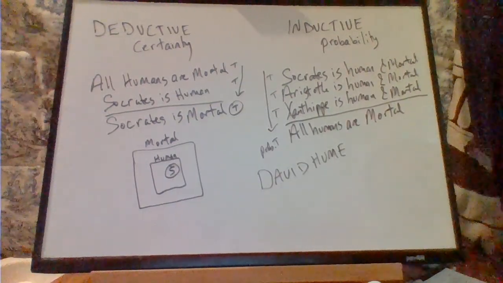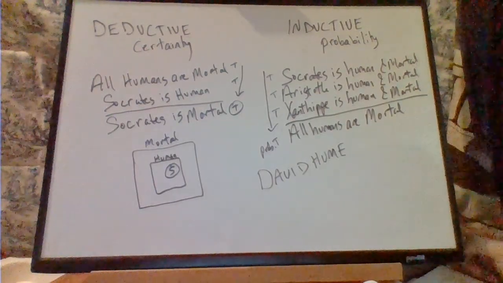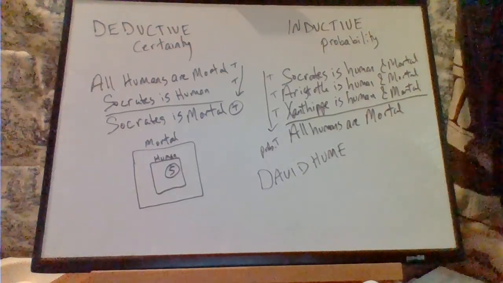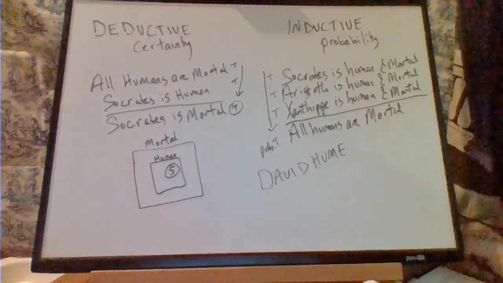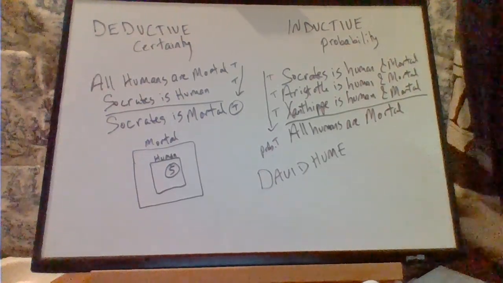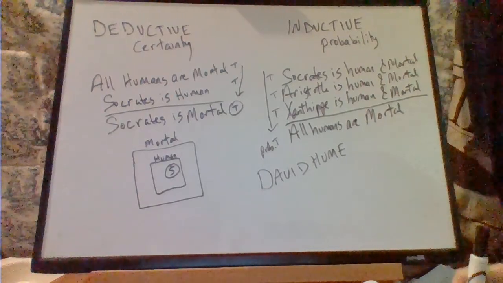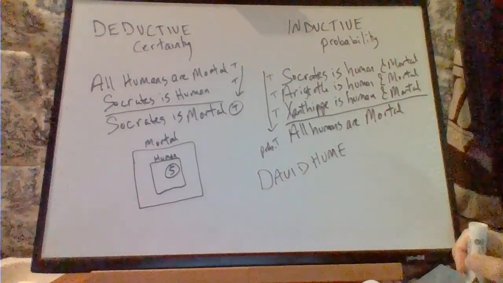So the more times we see something happen, the more we build up the likelihood or the expectation that it's going to continue to happen. But that doesn't mean with absolute certainty that it always will. I expect, and if I were a betting person, I would bet money that every time I release the marker, it is going to fall.